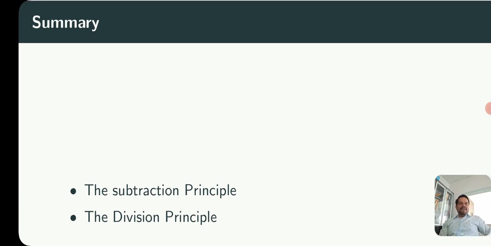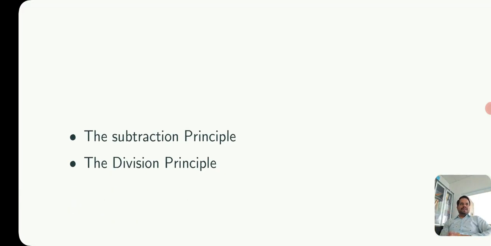See here the summary or conclusion of today's lecture. In this lecture, we have explored 2 important counting principles in combinatorics. The first one is the subtraction principle, which allows us to count elements by subtracting the number of elements in a complementary set. And the second one is the division principle, which enables us to divide a set of elements into equal sized parts and count how many elements are in each part.